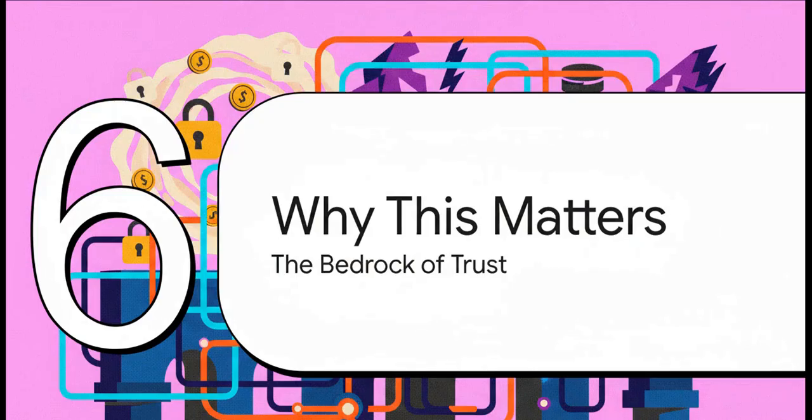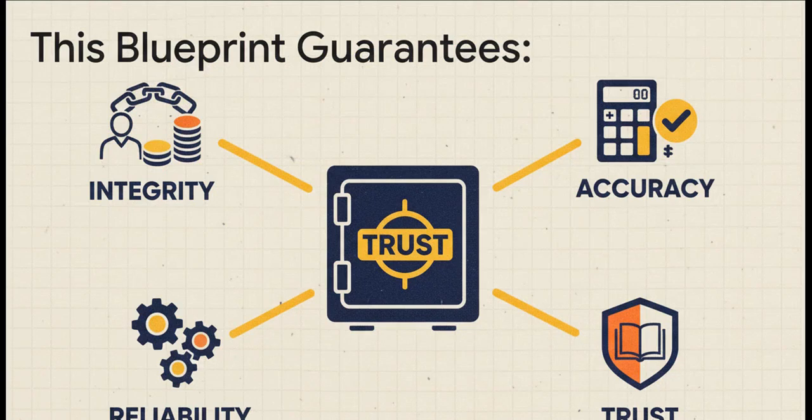Okay, so we've looked at the blocks, the rules, even the nightmare scenarios. But why does any of this invisible structure actually matter to us? Well, because it is, quite literally, the bedrock of our financial trust. Because of this blueprint, you get integrity, the guarantee that your money can never be linked to someone else. You get accuracy, making sure your balance is always the perfect sum of your history. You get reliability, so that every single time you tap your card, it just works. And all of these things together build the most important thing of all, trust.